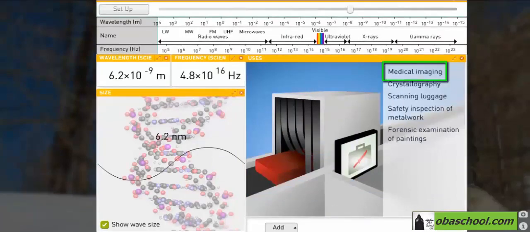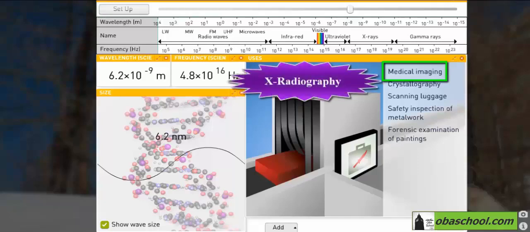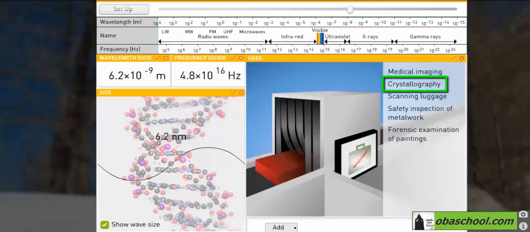They are used in medical imaging, such as images of broken limbs, also called X-radiography, and in crystallography, the science of crystals, scanning luggage like in the airports, safety inspection of metal work where X-rays are used to detect internal cracks in metal objects, and finally, in forensic examination of paintings. We will learn more about X-rays in further videos.